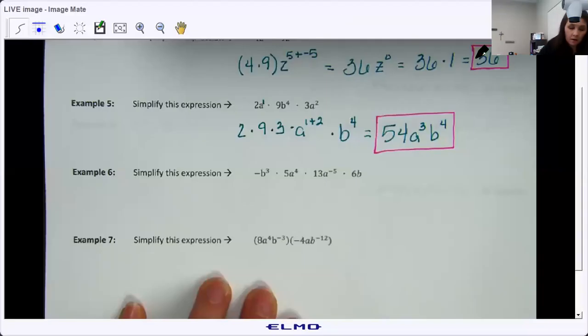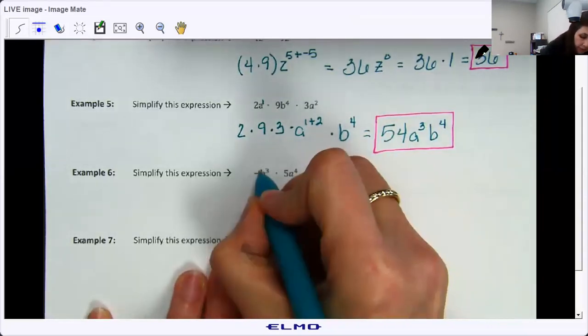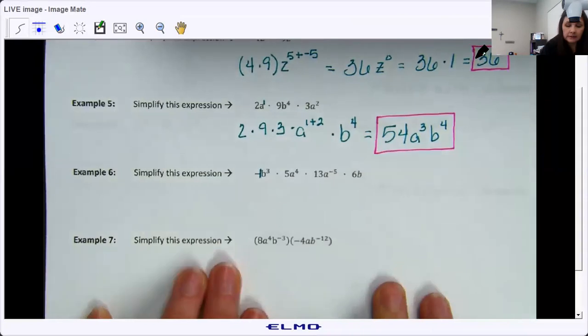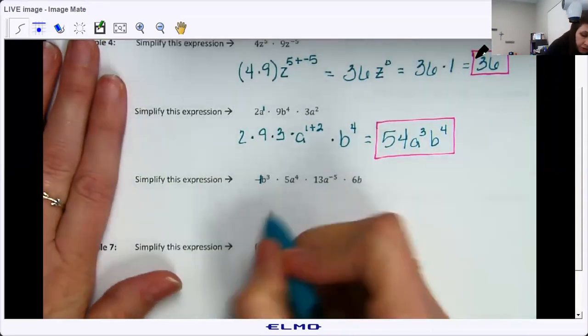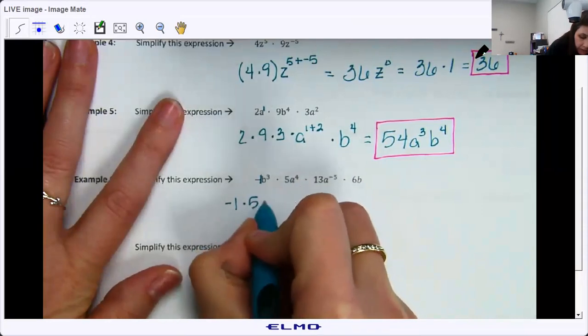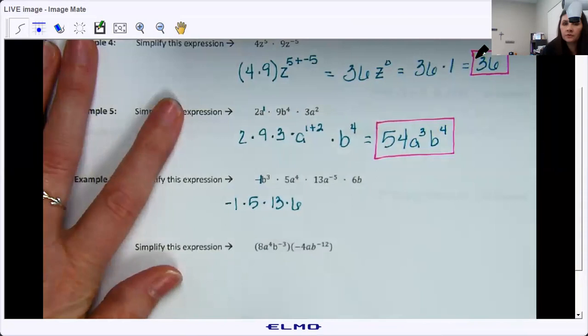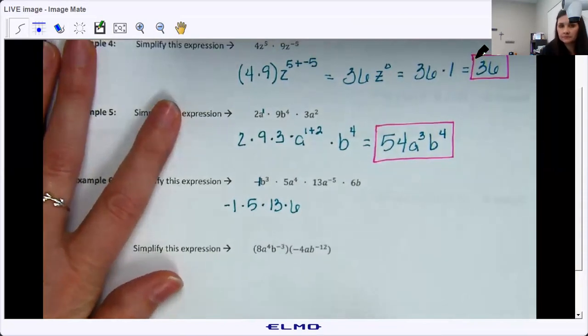Okay. On example 6, I have a negative b. Remember, that's a negative 1b. So when I multiply my coefficients, I have a negative 1 times 5 times 13 times 6. So all of my coefficients will be multiplied together.